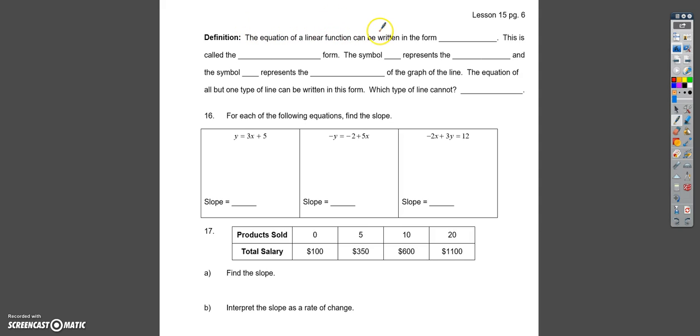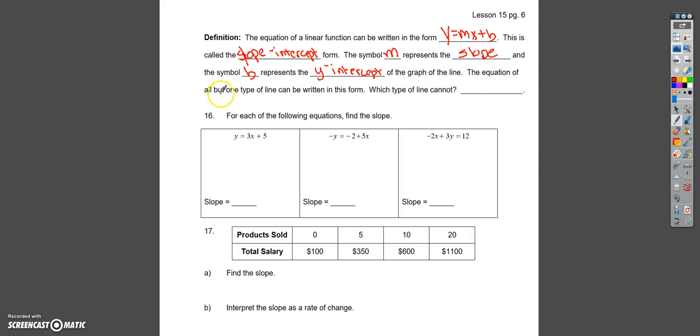The equation of a linear function can be written in the form y equals mx plus b. This is called the slope-intercept form. The symbol m represents the slope, and the symbol b represents the y-intercept of the graph of the line.